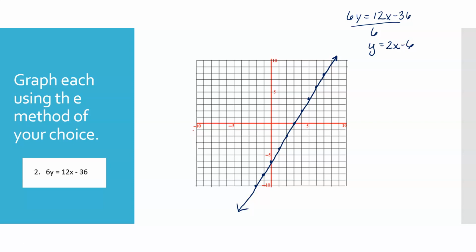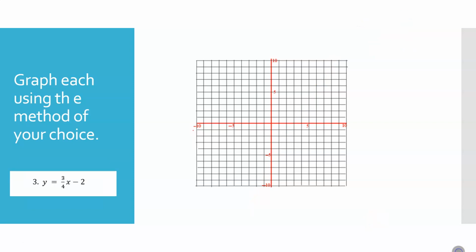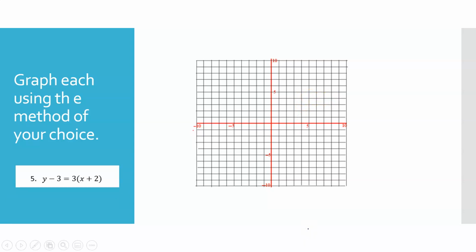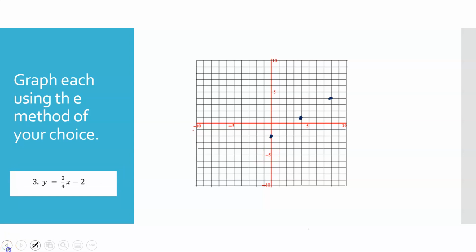All right, this one's already in slope-intercept form, so my y-intercept is -2, up 3 over 4. Opposite, both negative, down 3. Oops. There we go. Let's see what this looks like. I'm not doing bad with the lines today.